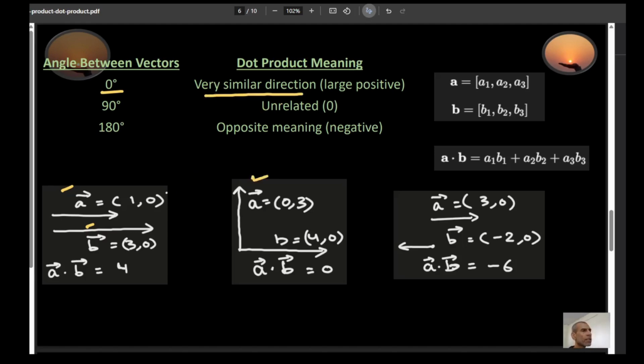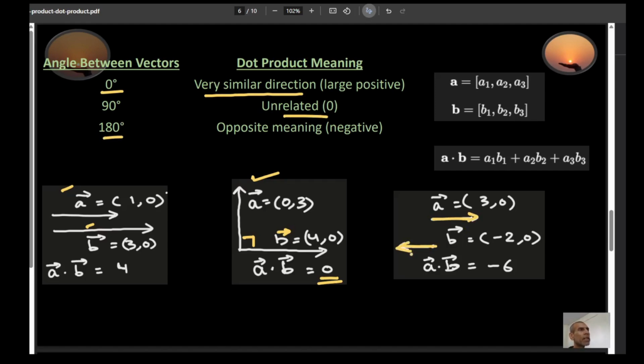Let's take a look at this example right here. Here, the angle between A and B is 90 degree. This is my vector B and this is my vector A. So in this case, A dot B is going to be 0 because cos 90 degree is 0. So that means these two vectors are unrelated. That's what it means. Then you have 180 degree. 180 degree means, let's say you have vector A pointing in this direction and vector B pointing in this direction.